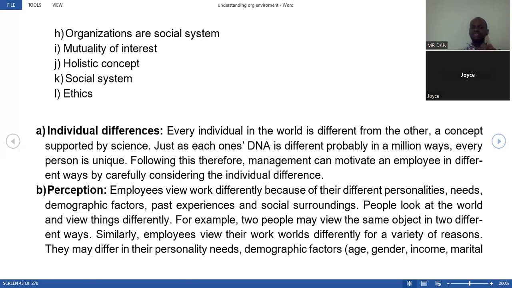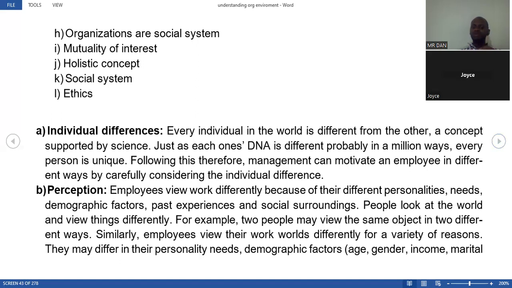Then the other thing is perception. Here, we are talking about how you perceive things within the interaction in your surroundings. It will basically shape your behavior.